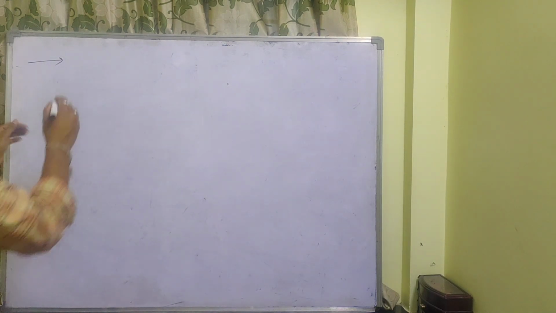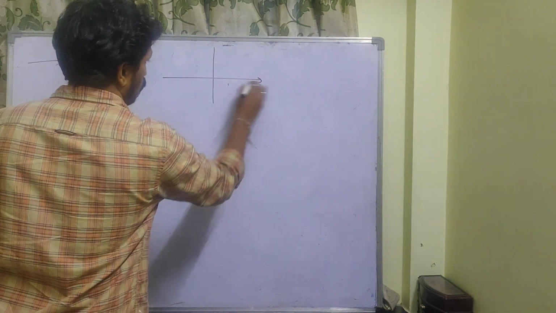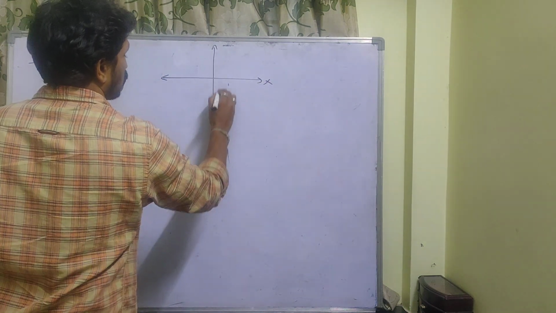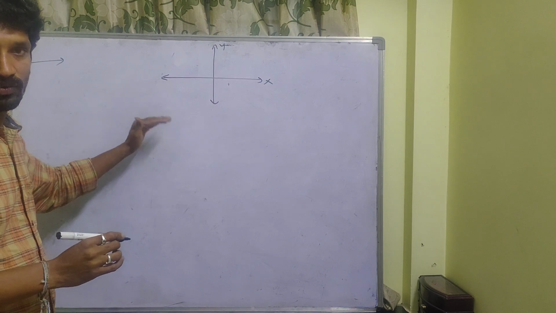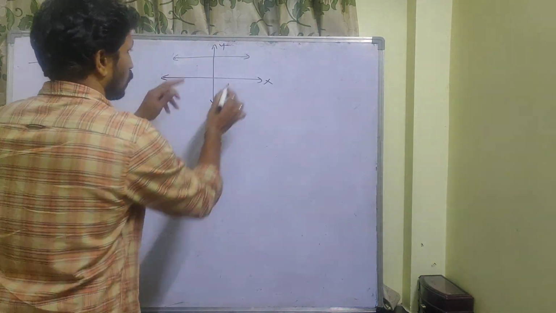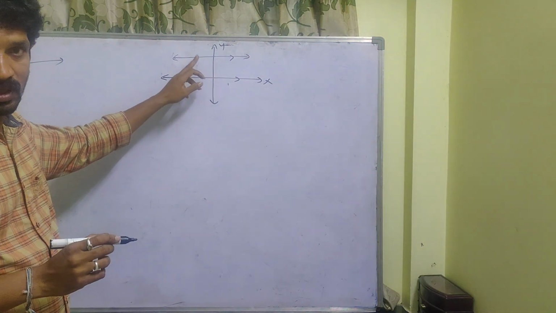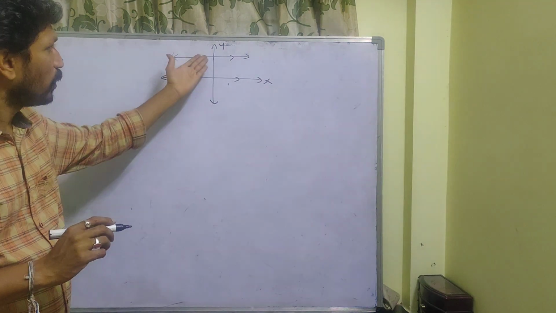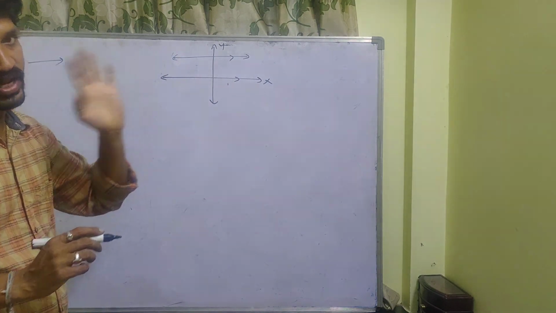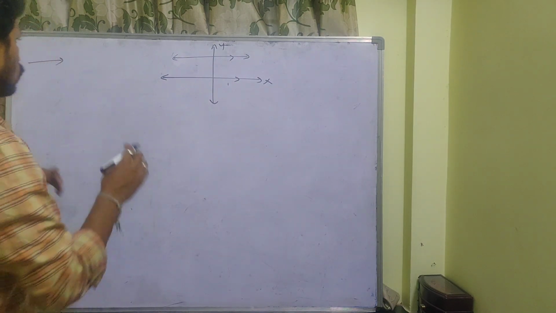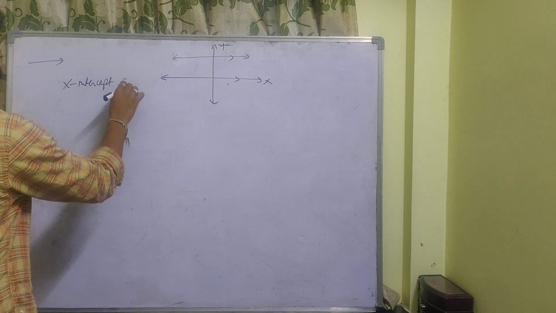Continuation, intercept form. Suppose this is the x-axis and this is the y-axis. What is the x-intercept of a line which is parallel to the x-axis? These two lines are parallel. Does it intersect the x-axis? No. Then the x-intercept is not defined. Don't take 0. So the x-intercept is not defined.